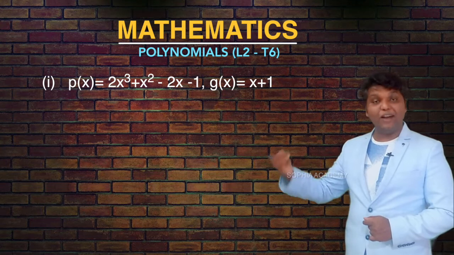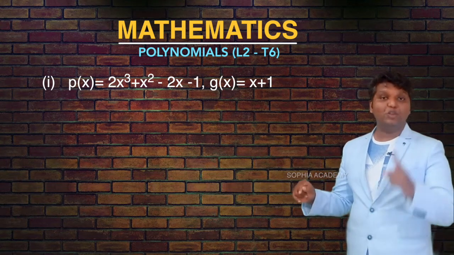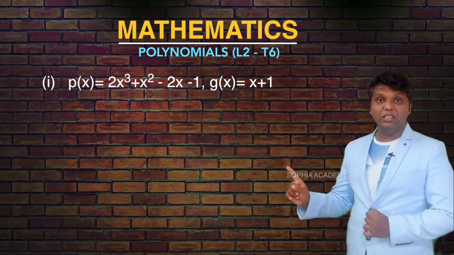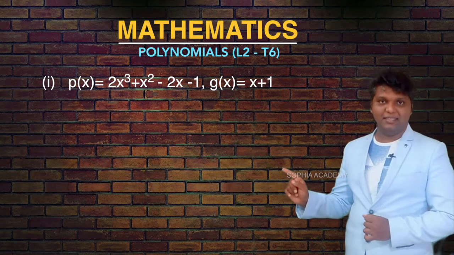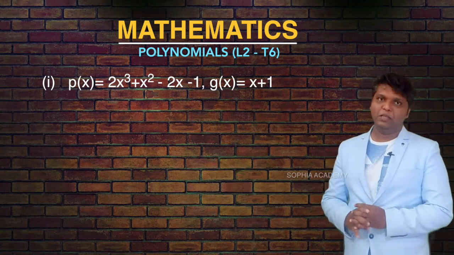If this g of x is a factor of p of x, how will we check? The remainder which we obtain should be 0. How to check the remainder? You have to equate the given g of x to 0 and find the x, and with that value of x, you have to find p of x. So let us find it out.